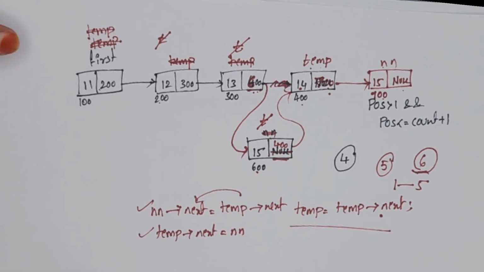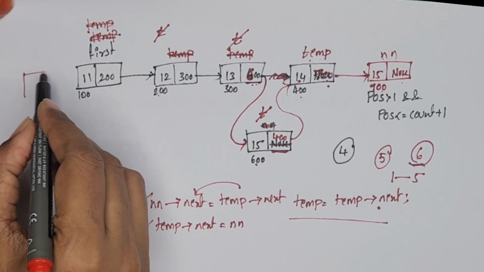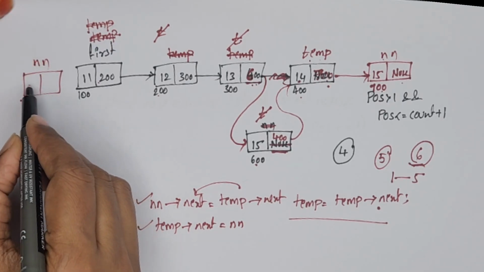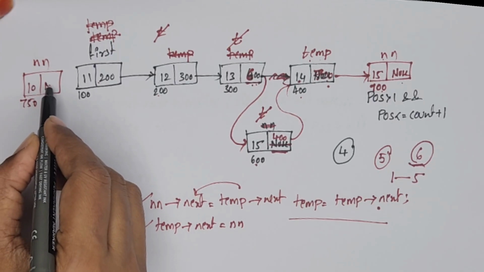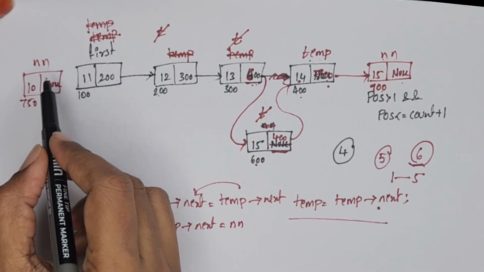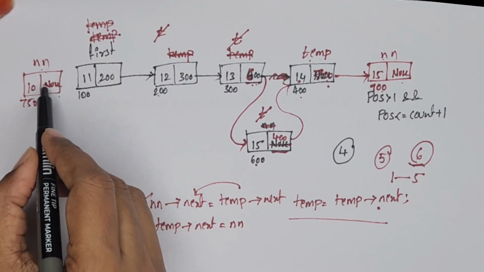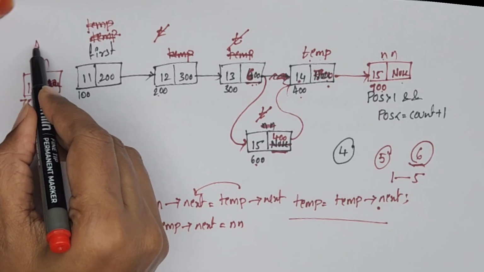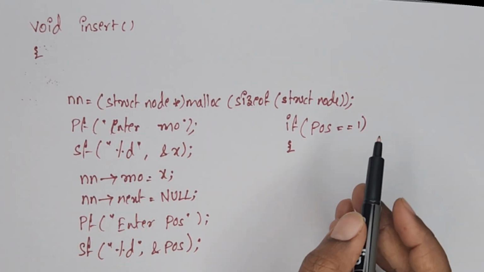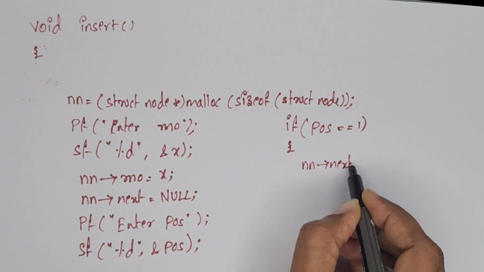I am going to take this example. Just now we have created one new node. Like this is the new node, read number, assign new node of next as null. And before first, how to add? In new node of next we have to assign first. New node of next equals first, and new node is assigned to first. These two statements we have to write. So before first you are adding the new node.